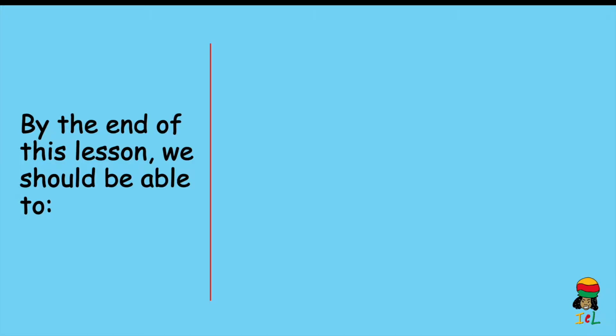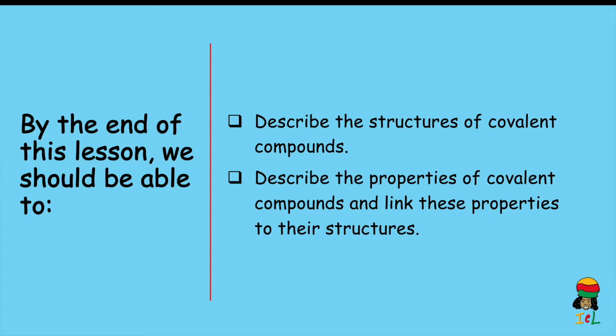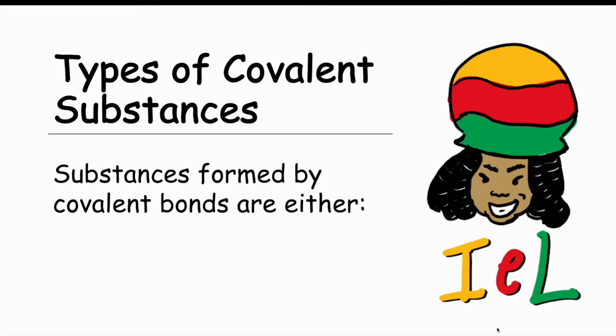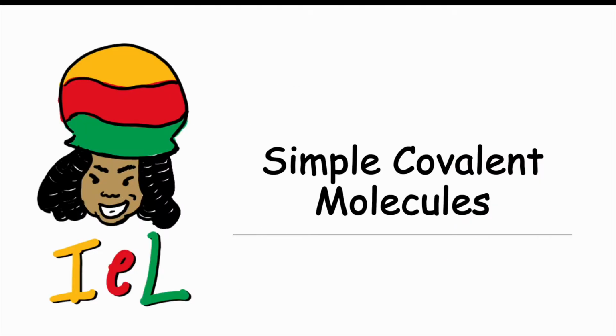By the end of this lesson, we should be able to describe the structures of covalent compounds, describe the properties of covalent compounds, and link these properties to their structures. First, we will identify the two types of covalent substances or structures that exist. They are simple molecules, also called simple covalent molecules. Secondly, are the giant structures, also called giant covalent structures. We will now examine simple covalent molecules.